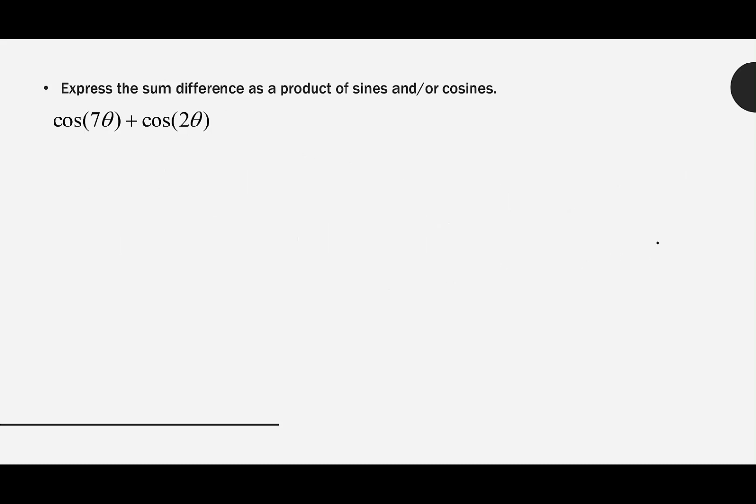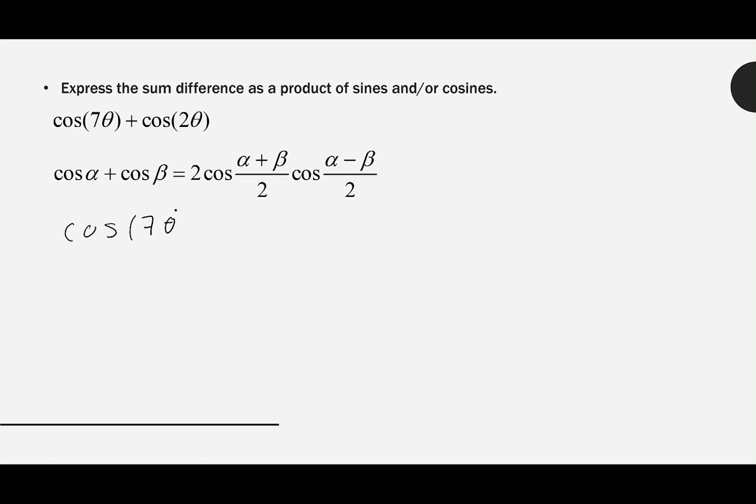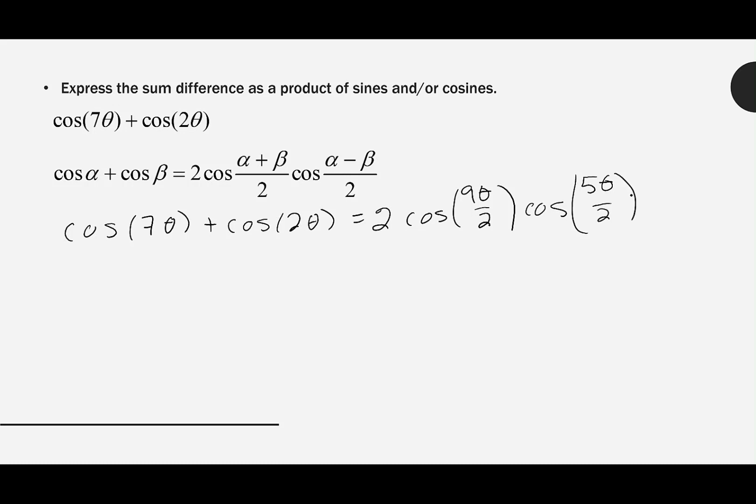Let's try the cosine of 7 theta plus the cosine of 2 theta. We'll bring in our formula for sum to product of cosines. Then we'll say that the cosine of 7 theta plus the cosine of 2 theta is 2 times the cosine. 7 plus 2 gives me 9 theta over 2. Cosine of 7 minus 2 is 5 theta over 2. This time I can't reduce my fraction, so I'm going to leave it in this form.